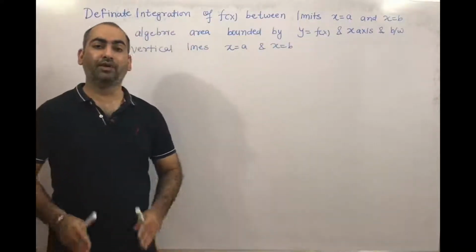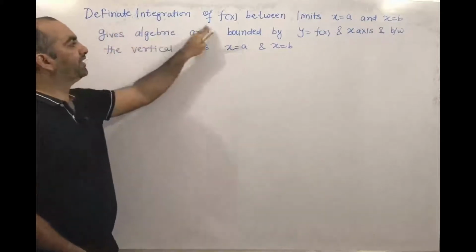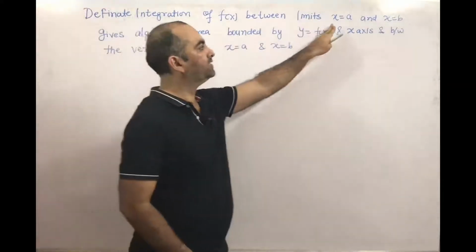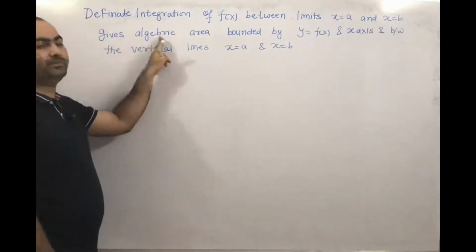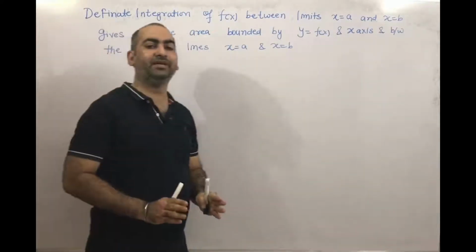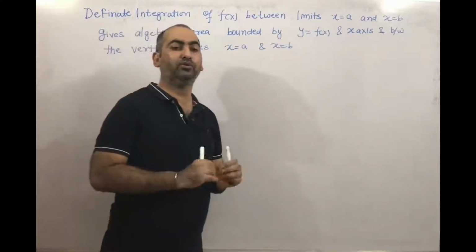Next we are discussing what is definite integration. So definite integration of f(x) between limit x equal to a and x equal to b gives algebraic area. What is the meaning of algebraic area? That means algebraic area can be positive or negative, both possible.